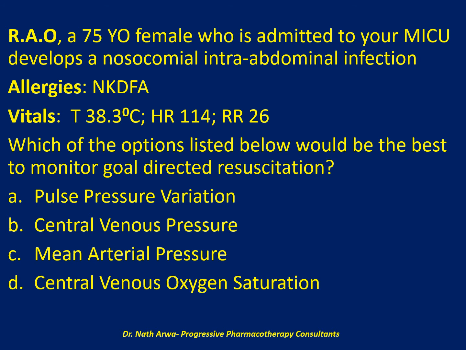So my question to you is, which of the options listed below would be the best to monitor goal-directed resuscitation? Would it be pulse pressure variation? Would it be central venous pressure? Would it be mean arterial pressure? Or would it be central venous oxygen saturation? I'll give you 10 seconds to choose the correct answer.